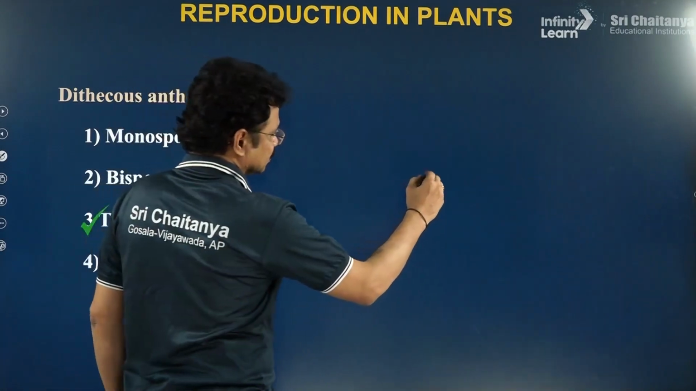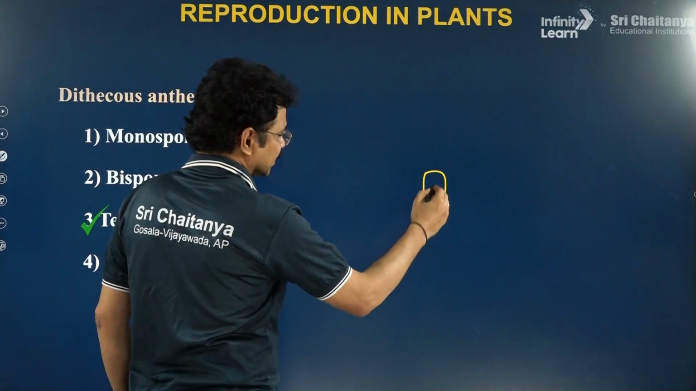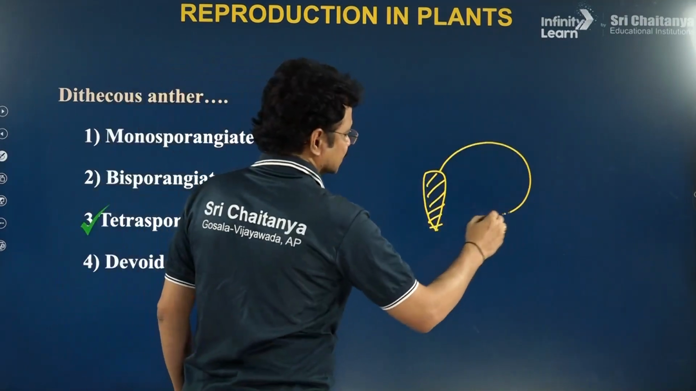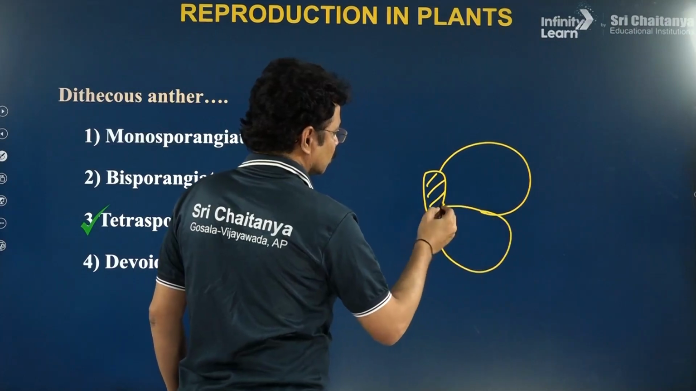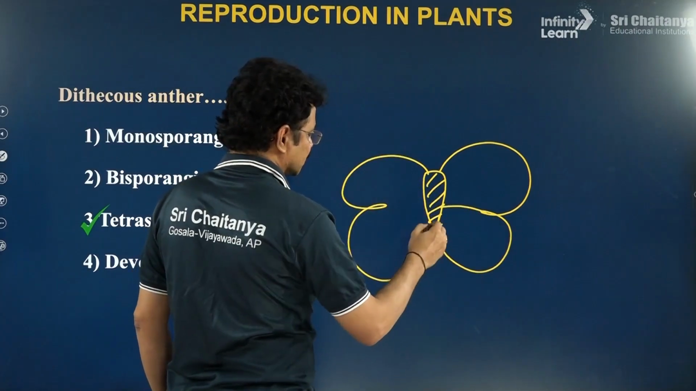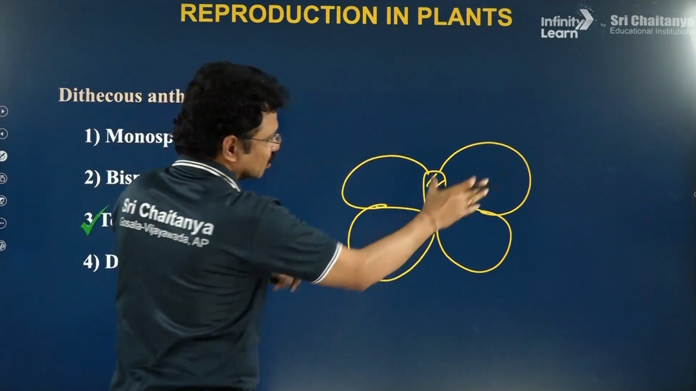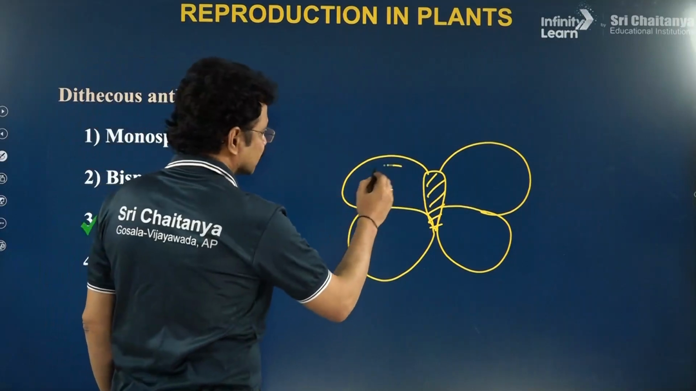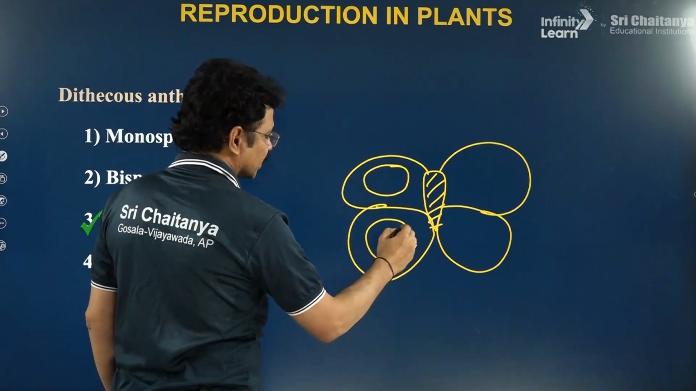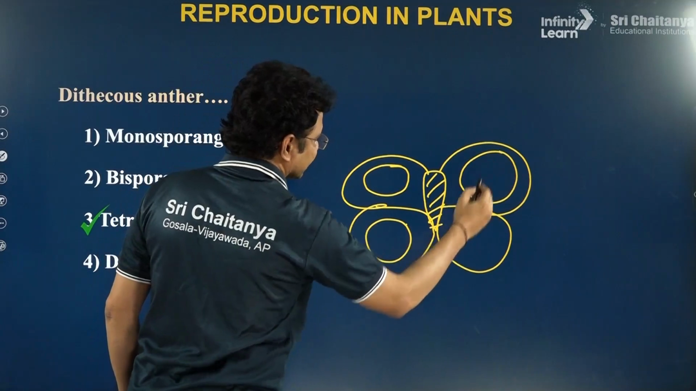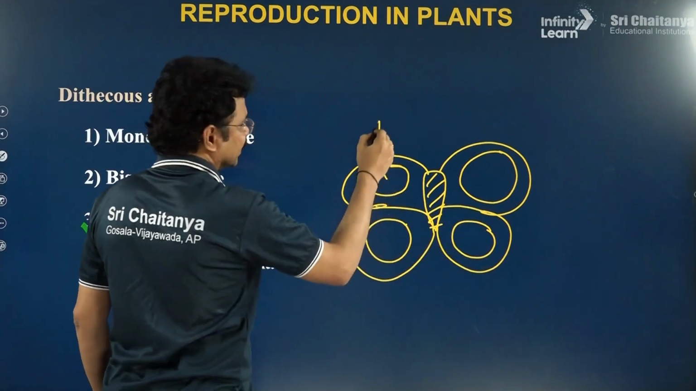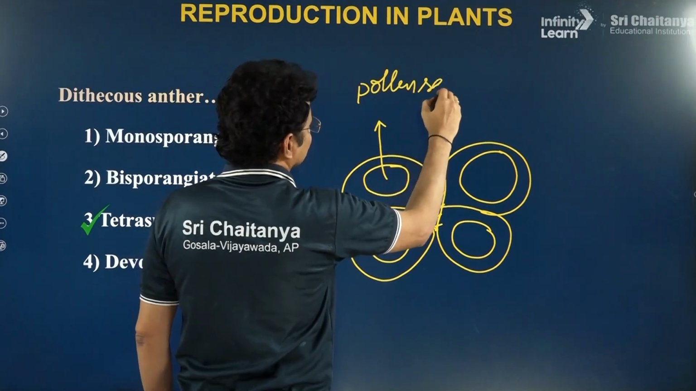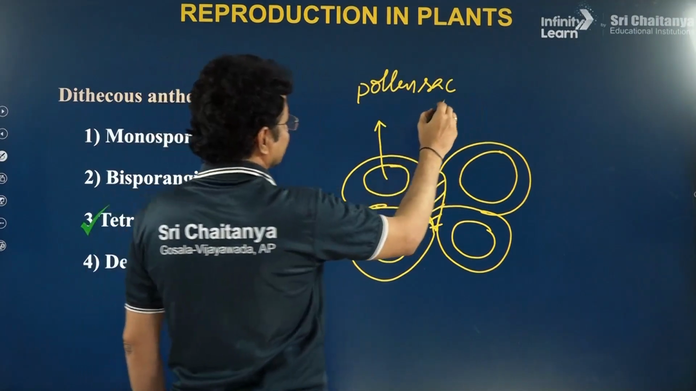In dithecous anther, in transverse section, at the center, sterile tissue is there. It is called connective. On either side of this connective, a pair of anther lobes are there. This is the one anther lobe. It is the second anther lobe. Each lobe possesses two pollen sacs. The name of this chamber is the pollen chamber or pollen sac. Another name of the pollen sac or pollen chamber is theca.